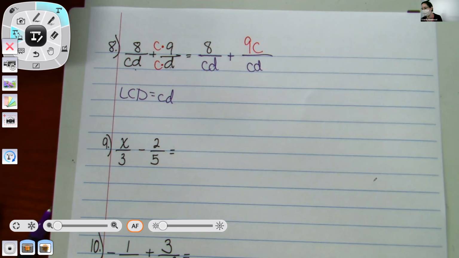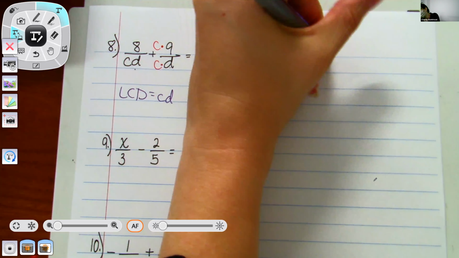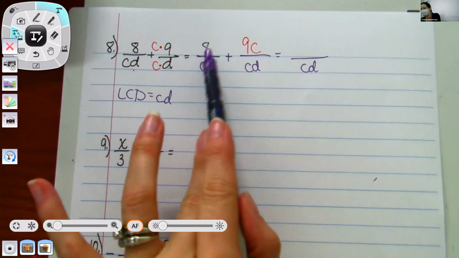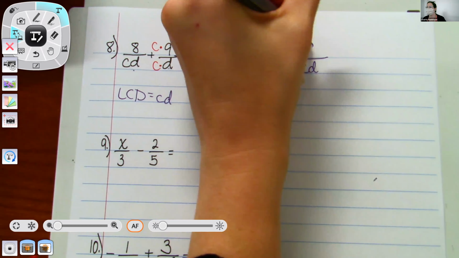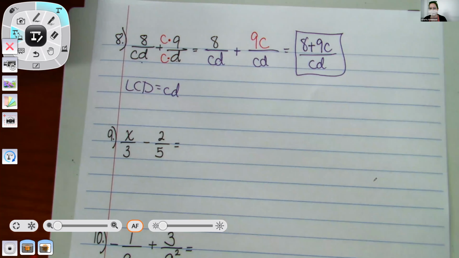So now we have the LCD. So we just go ahead and add across the top. So 8 plus 9C. And since those are not like terms, you can't do anything other than just write that down as 8 plus 9C. Because they're not like terms, they're apples and oranges. The 8 doesn't have a C, right? Yep.